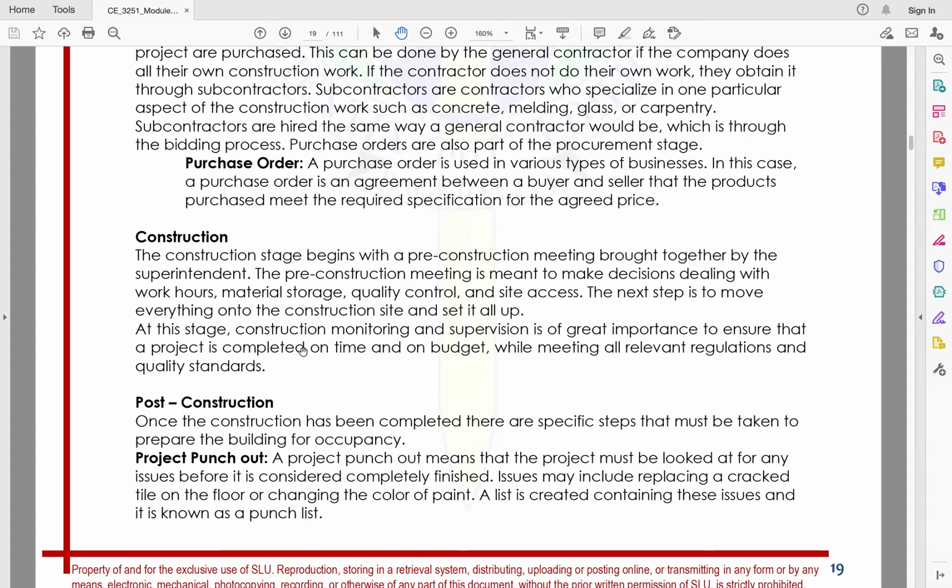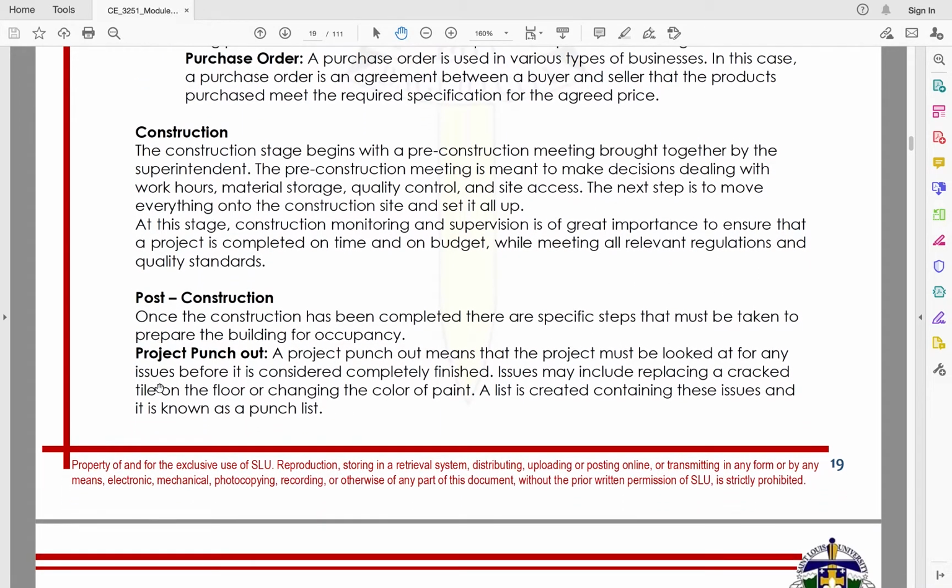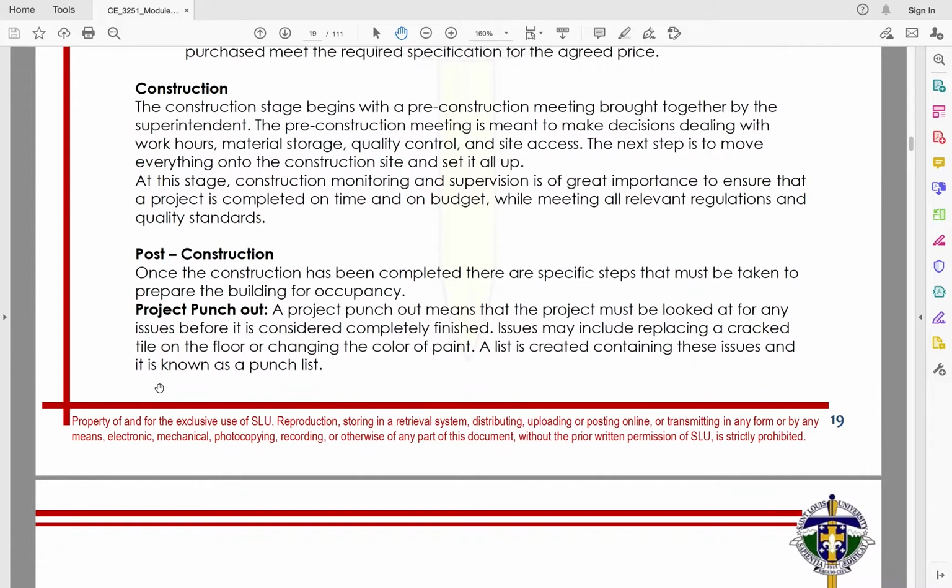Then the next step is to move to the construction phase. At this stage, construction monitoring and supervision is of great importance to ensure that a project is completed on time and on budget. Okay? So we should not exceed our budget, and in order to do that, we need to follow our schedule strictly, while meeting all relevant regulations and quality standards. Next is the post-construction.